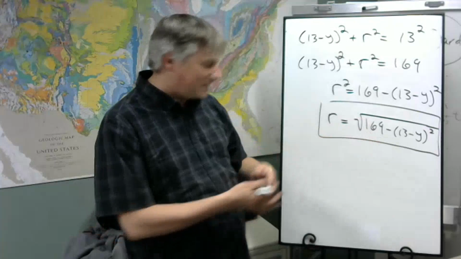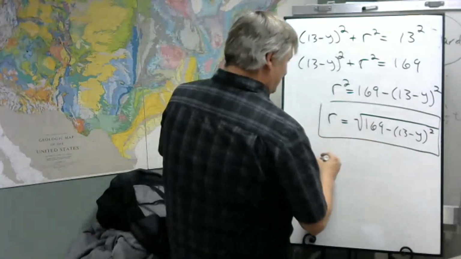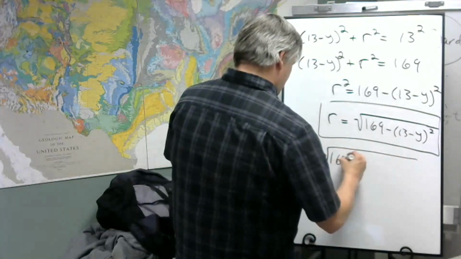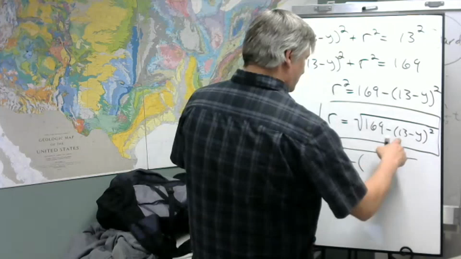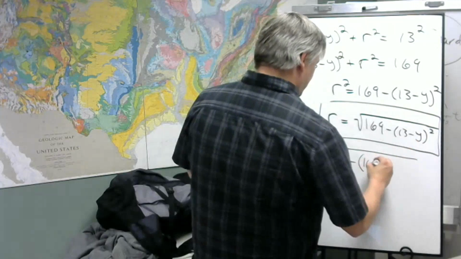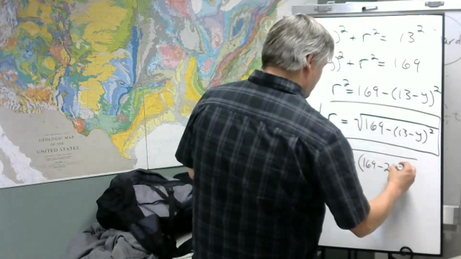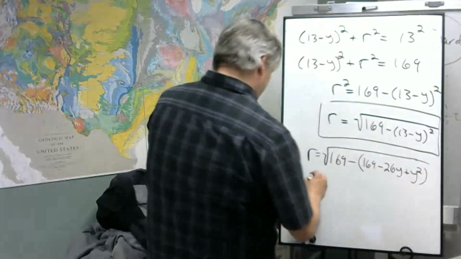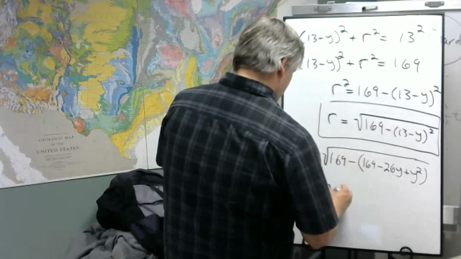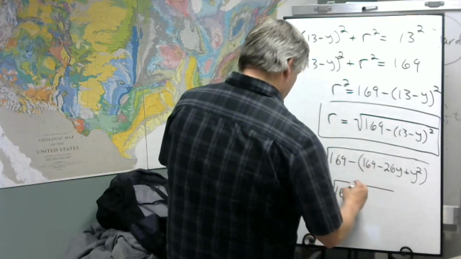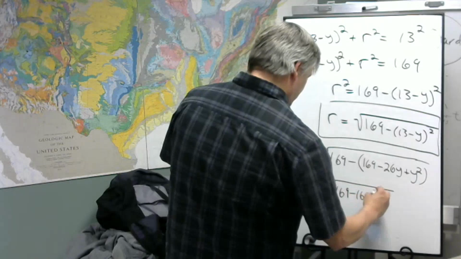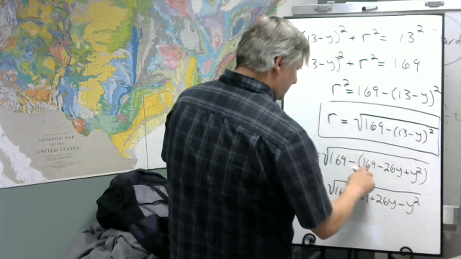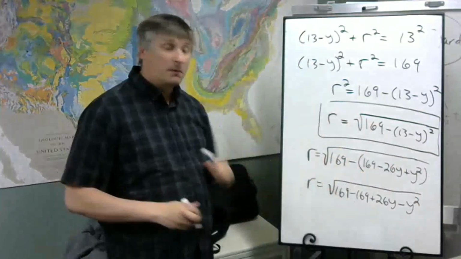We could expand this. If we do expand it, follow through. So if we FOIL this, we'll get 169 minus 26y plus y squared. These will cancel. But if we go through and put all the terms in here, you're distributing your minus sign. And again, those go away.